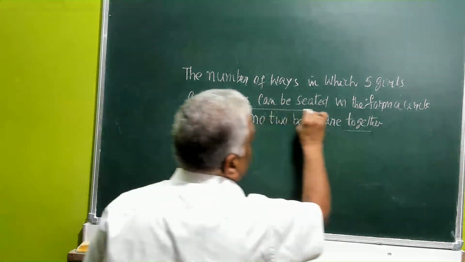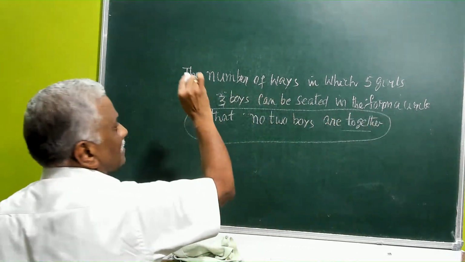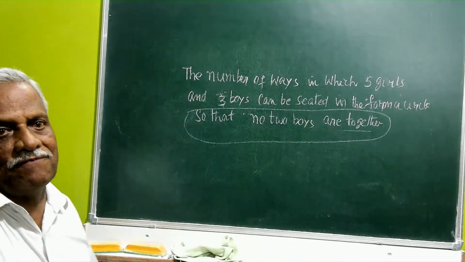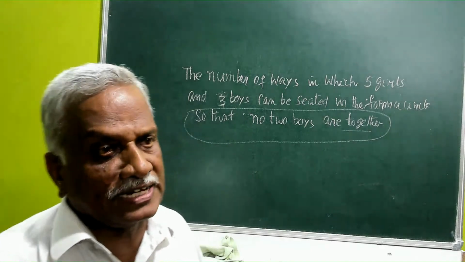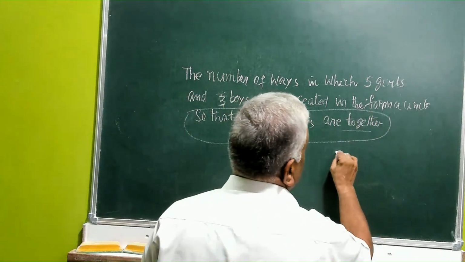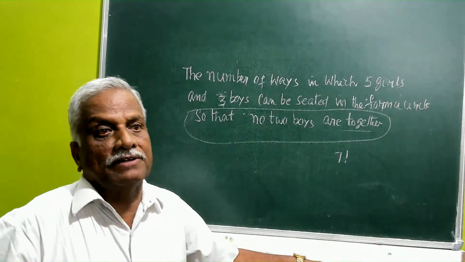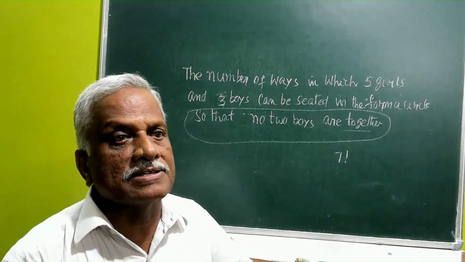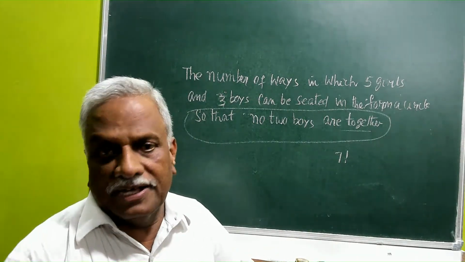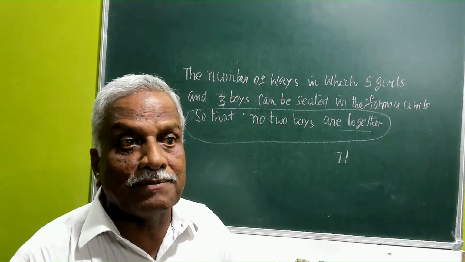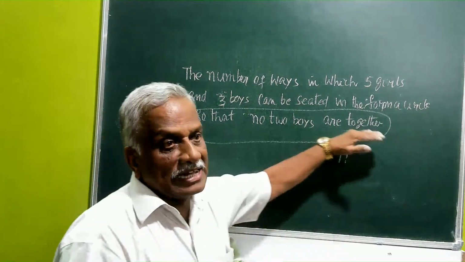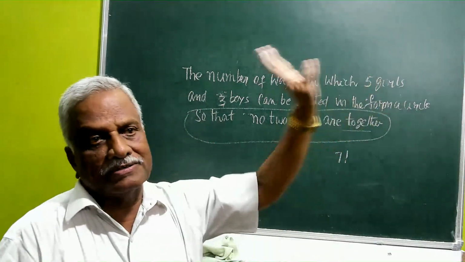Supposing the condition is they only say 5 girls and 3 boys are in the form of a circle. 5 plus 3 is 8. The answer is 7 factorial. Why 7 factorial? The number of circular permutations of n things taken all at a time is n minus 1 factorial. When there is no condition, it is 5 plus 3, 8.